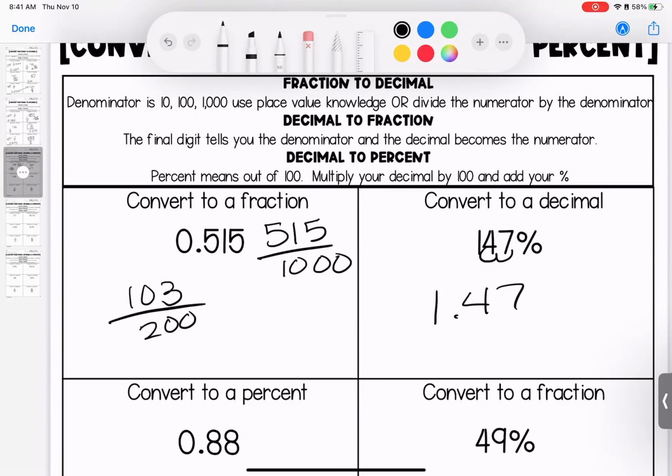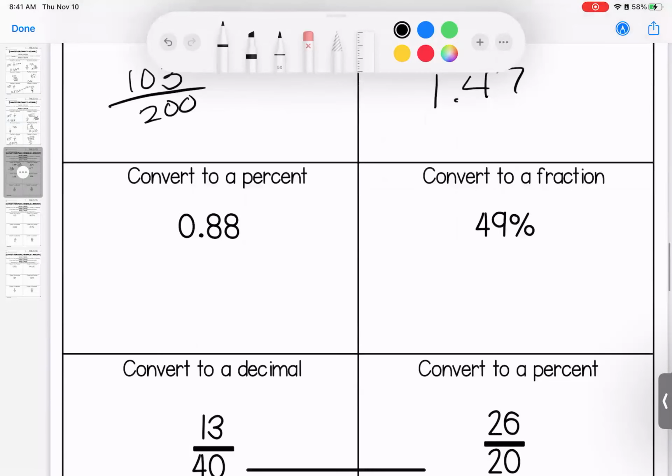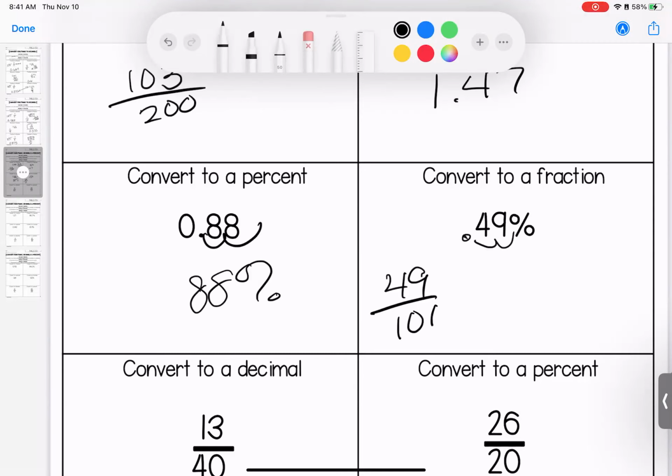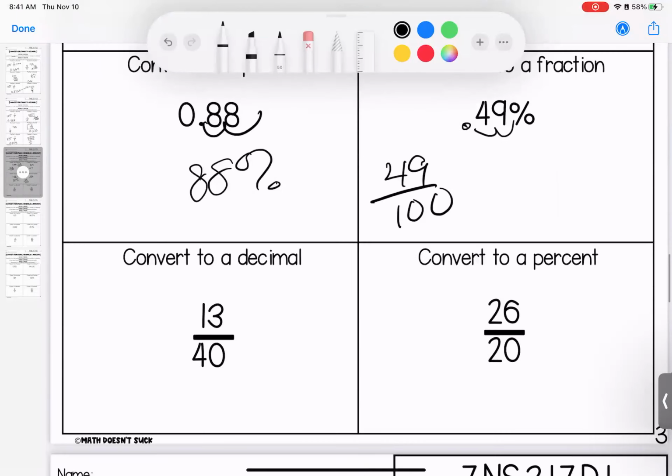If I was trying to go from a decimal to a percent, I would multiply by 100. So think backwards, 1 and 47 hundredths. Converting it to a percent, multiply by 100, I get 88%. For this one, I could think 49%, 49 hundredths, 49 over 100. Converting this one to a decimal, there's no easy way. We have to divide. We get 325 thousandths.